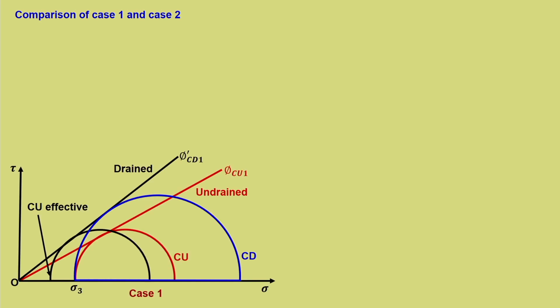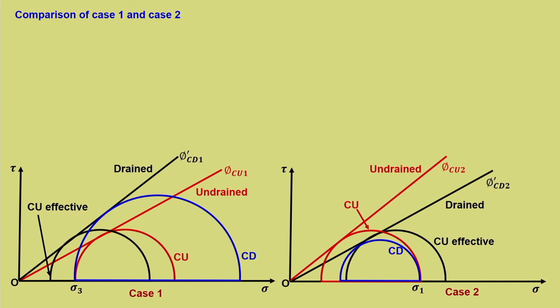Now comparison of case 1 and case 2. So we have case 1 and case 2. It is the same figure that we have drawn. Now we will try to compare some important aspects of these two figures. The first comparison is phi dash CD2 less than phi dash CD1. That is, phi dash CD2, the drained characteristic, is less than what we get from the normal compression test that we do in the lab. This is a kind of release test, whereas this is a compressive test. Both are compressive tests, but this is the general triaxial testing that we do.